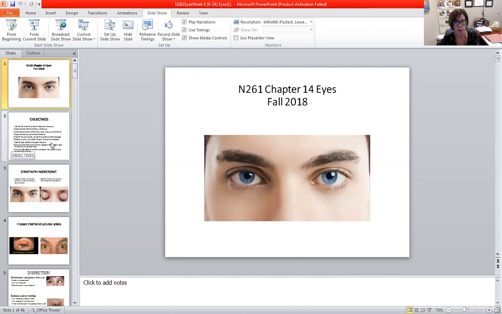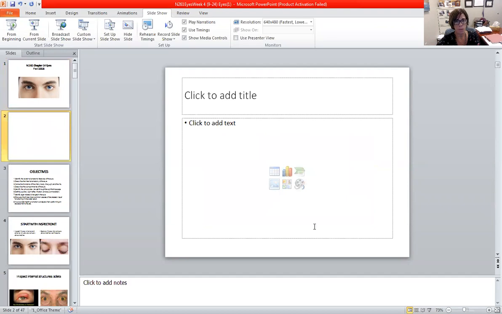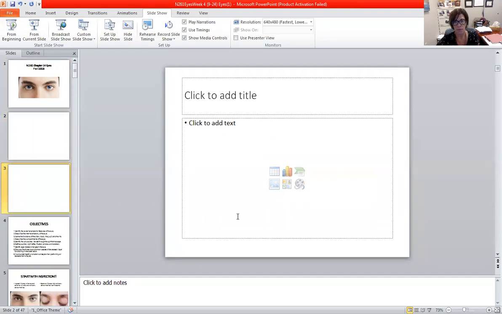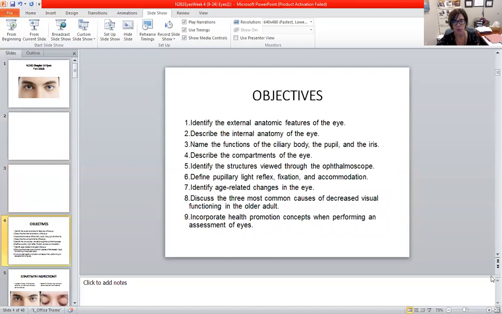Objectives for this chapter: identify the external anatomical features of the eye, describe the internal anatomy of the eye, the functions of the ciliary body, the pupil, the iris, compartments of the eye, identify structures viewed through the ophthalmoscope, pupillary light reflex, fixation, accommodation, age-related changes, most common causes of decreased visualization in the elderly, and incorporate health promotion concepts when performing the assessment of the eyes.